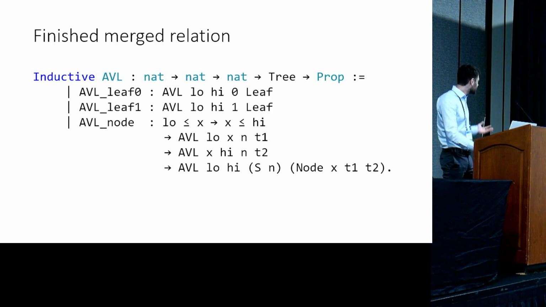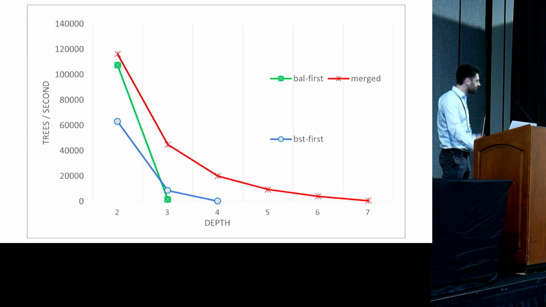And so is this actually useful for generation? Well, here's a graph. On the y-axis is the rate at which we're generating trees. On the x-axis is the size of the trees. And the red line at the top there is generating trees using the merge relation AVL that our algorithm just came up with. And then the green and blue lines on the left are using the naive approach of generating with one relation and then filtering out from the other. And you can see we're able to generate much larger trees much more quickly.